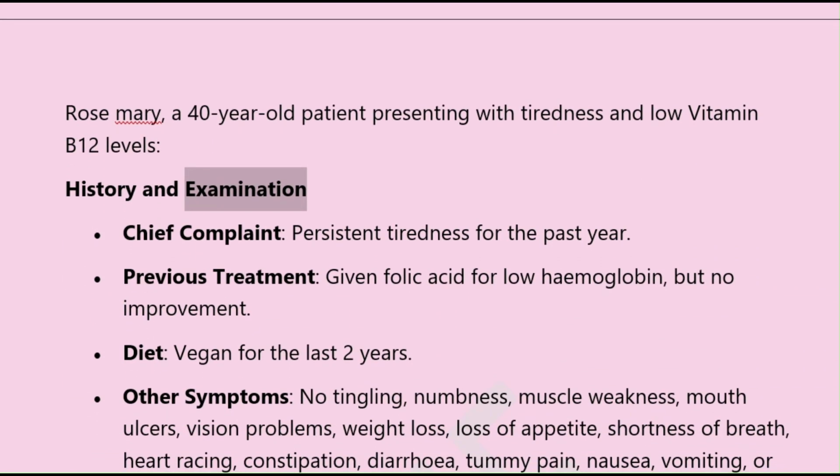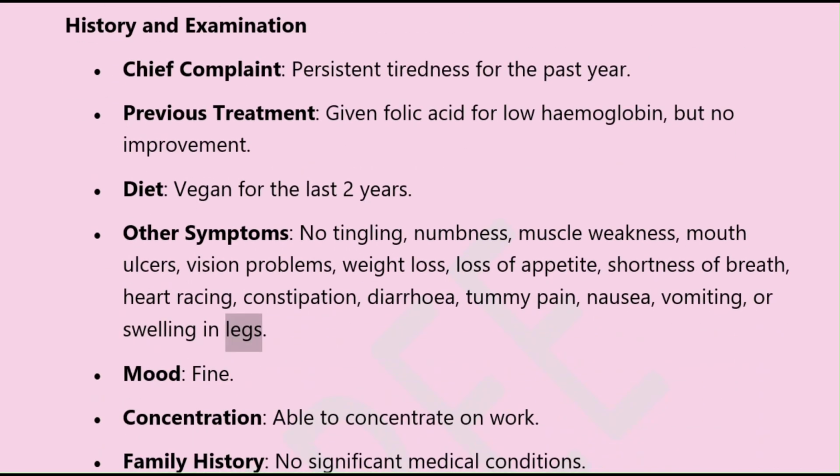History and examination. Chief complaint: persistent tiredness for the past year. Previous treatment: given folic acid for low hemoglobin, but no improvement. Diet: vegan for the last 2 years. Other symptoms: no tingling, numbness, muscle weakness, mouth ulcers, vision problems, weight loss, loss of appetite, shortness of breath, heart racing, constipation, diarrhea, tummy pain, nausea, vomiting, or swelling in legs.